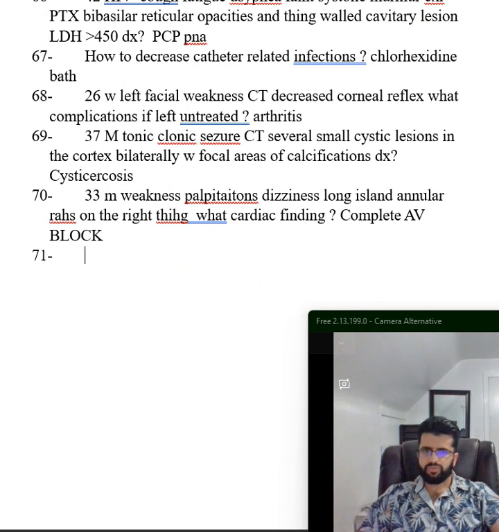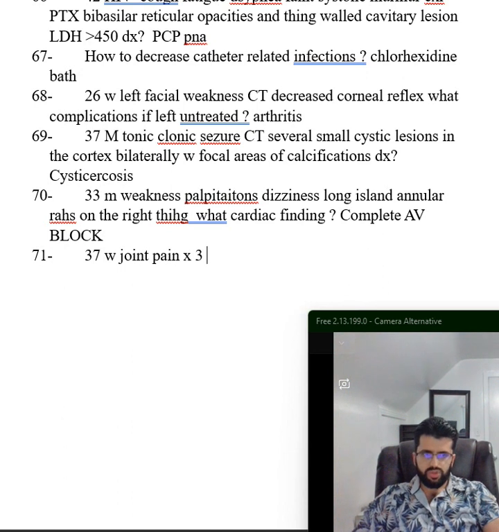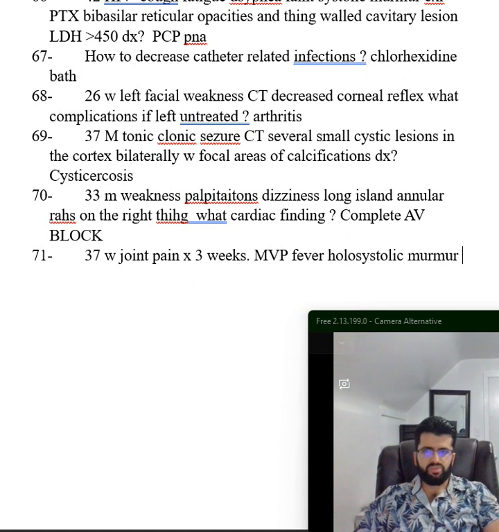Alright. Now this case is interesting. So if you see a 37-year-old woman who comes in with joint pain for 3 weeks, okay, and she has a mitral valve prolapse history and she has fever, you see a holosystolic murmur on the exam, C3 level low, there is fever, holosystolic murmur, joint pain, fatigue, weakness, it's been going on for 3 weeks.